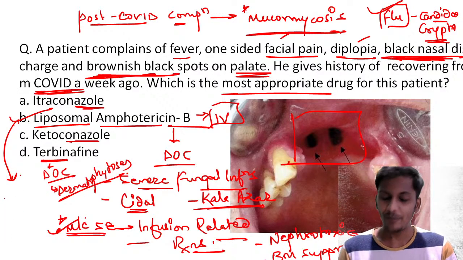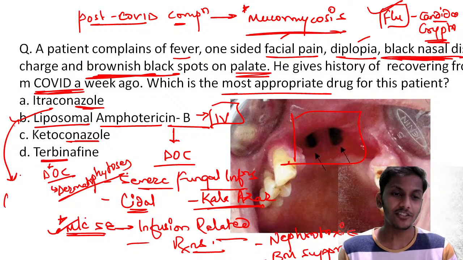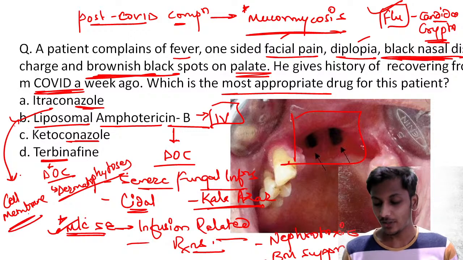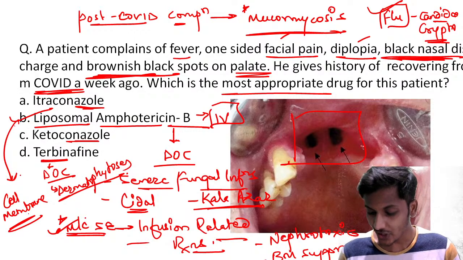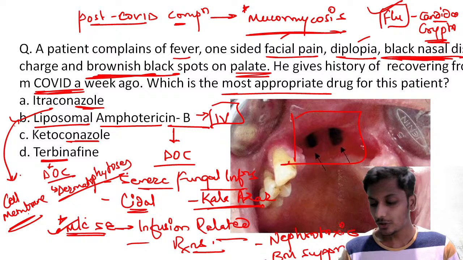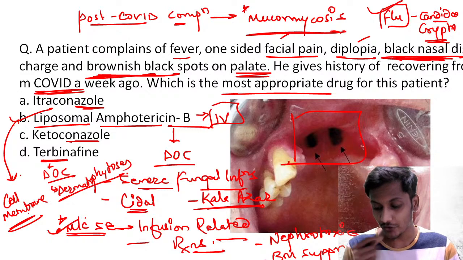of cell membrane. Very good, guys. It acts at the level of cell membrane. Yes, it inhibits ergosterol synthesis. Very good. I'm very happy. So Krishna, Ahish and Mukesh, you all deserve a chocolate.